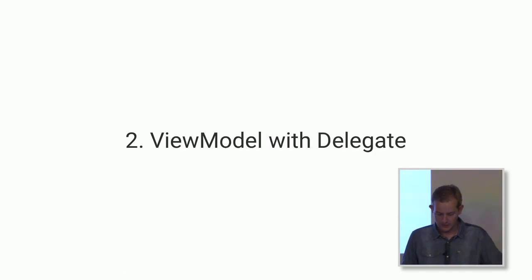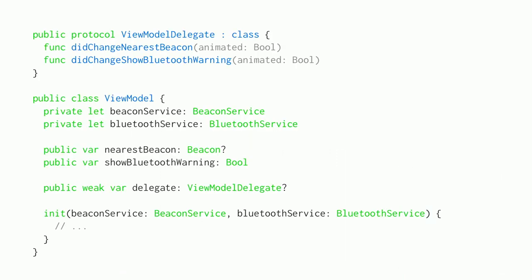So, trying that approach. Now this is a new view model. It has its own delegate, which has two methods, didChangeNearestBeacon and didChangeShowBluetoothWarning. And because Apple had those animated flags, I also included them, that way you can say whether the change should be animated or not.